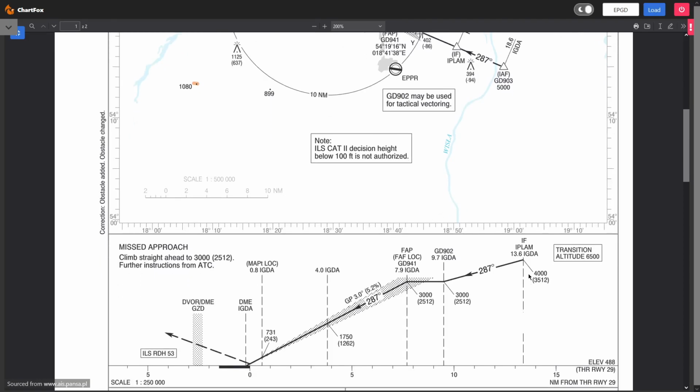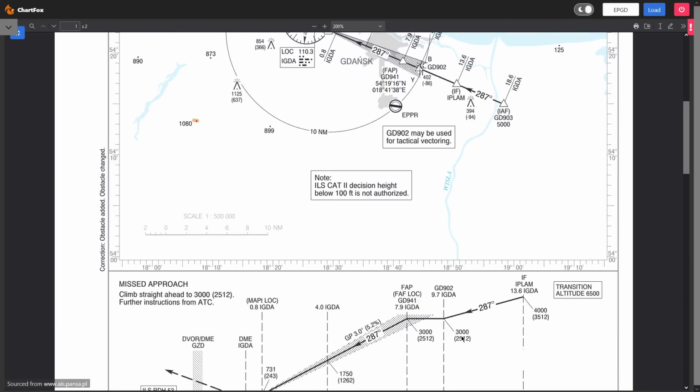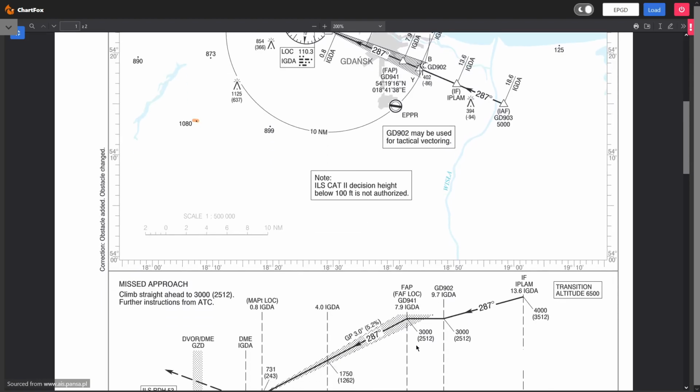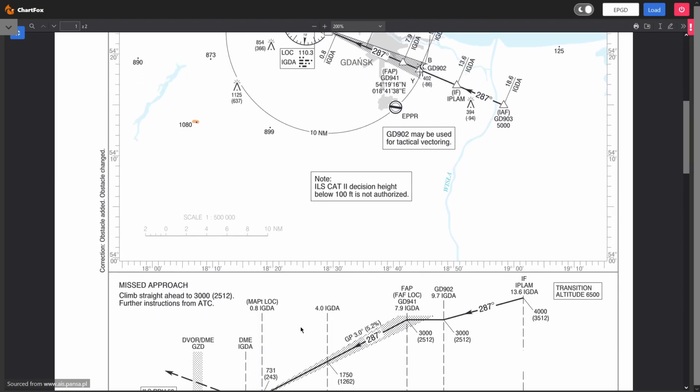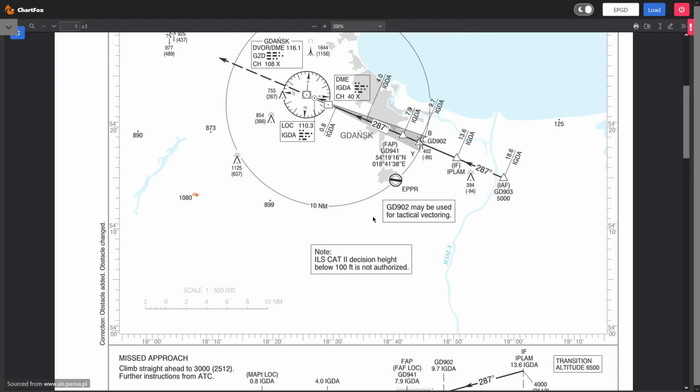And now you just gotta descend to Golf Delta 902, which is right here. You'll have to be at 3,000 feet, and then you'll be at Golf Delta 941, which is right here, and we'll have an altitude of 3,000 feet, so it says that you are not descending here. Now you have 4.0 IGDA, and you're supposed to be at 1750.